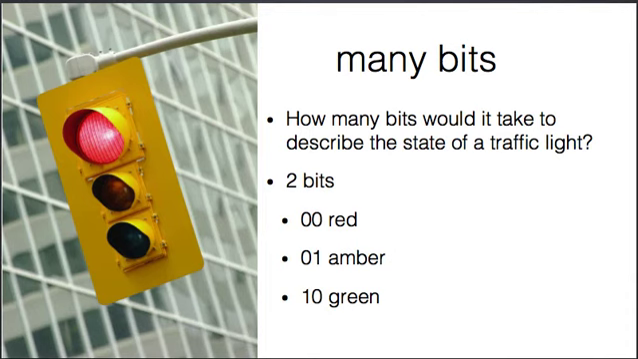Here in Ireland, we have 3 states of a traffic light: red, amber, and green. So we need a pair of bits, 2 bits, to do that. If we were transmitting or storing the state of the traffic light somewhere, we would need 2 bits. We might say if it's 0, 0, that'll be red. If it's 0, 1, that'll be amber. And if it's 1, 0, that could be green. Or we might do it some other way.